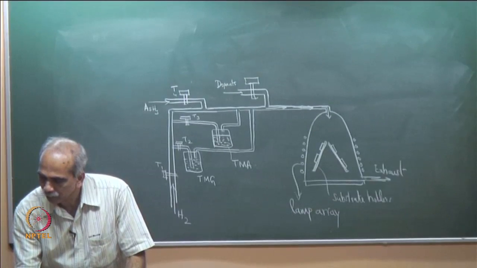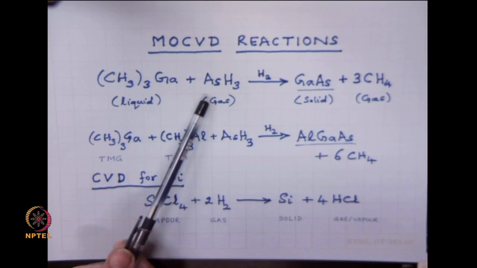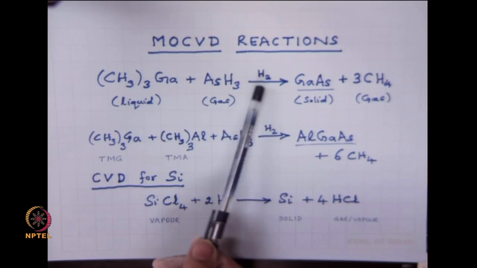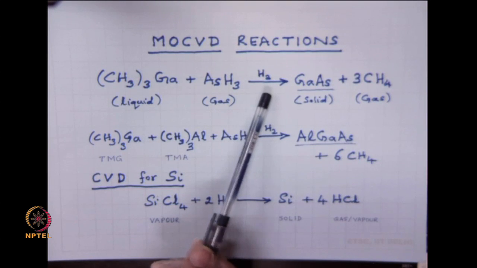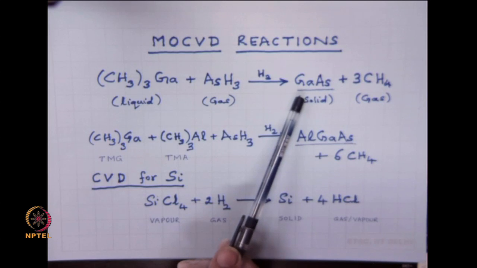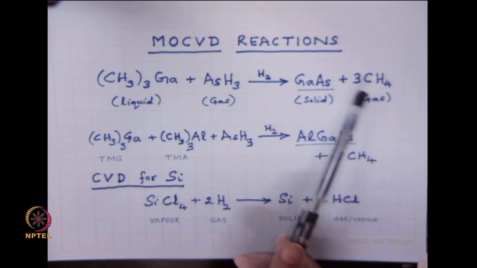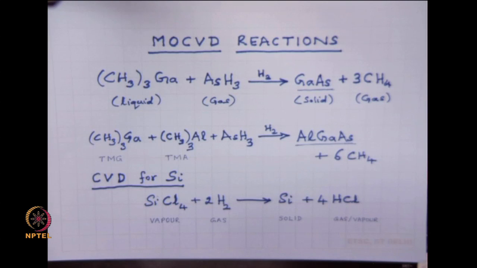Trimethyl gallium plus arsine gives you gallium arsenide plus methane. Here hydrogen is the carrier. The reaction is taking place inside the chamber. Trimethyl gallium plus trimethyl aluminum plus arsine gives you aluminum gallium arsenide plus methane. So this is the chemical reaction, taking place inside this chamber. The CVD process is taking place here.